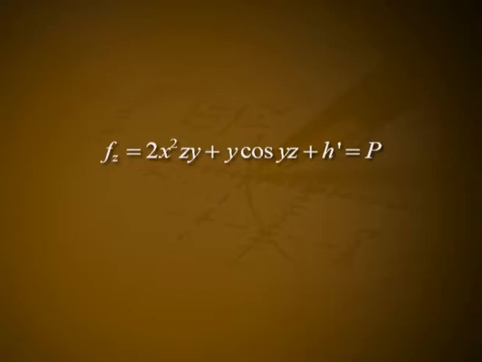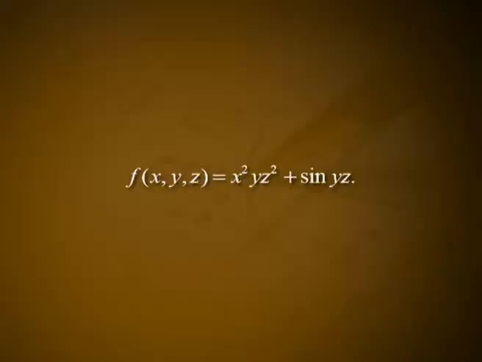Integrating with respect to x, g is equal to h of z, where h of z is a function of z alone. Already g is equal to g of xz, hence y is not involved in the function g. Now f_z is equal to 2x²zy plus y cos yz plus h dash, which is equal to p, which is equal to 2x²zy plus y cos yz, and hence h dash is equal to 0, so that h is a constant.